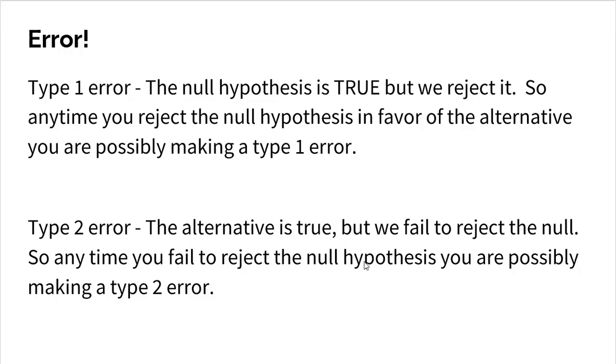Type 2 error is the alternative is true, but we fail to reject the null. So we keep a null that's actually wrong and the alternative is true. So anytime you fail to reject the null hypothesis, you are possibly making a type 2 error. So when your conclusion is, darn it, I'm going to fail to reject the null, I don't have enough evidence the alternative is true, there is a possibility that maybe the alternative really is true, meaning that you made an error.